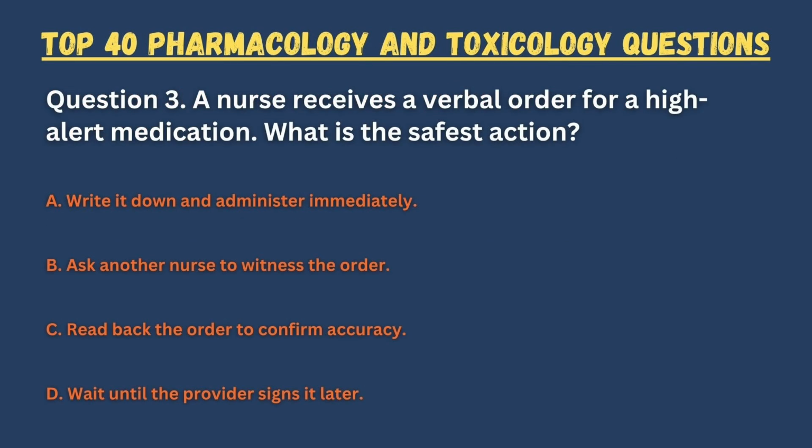Question 3. A nurse receives a verbal order for a high-alert medication. What is the safest action? A. Write it down and administer immediately. B. Ask another nurse to witness the order. C. Read back the order to confirm accuracy. D. Wait until the provider signs it later.